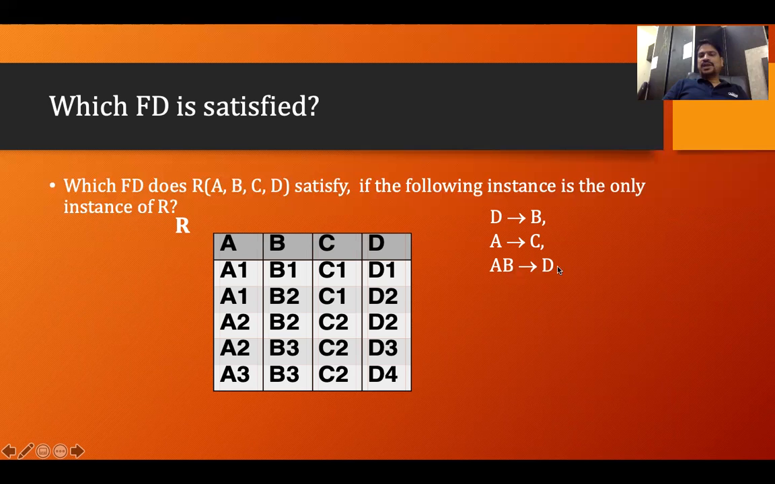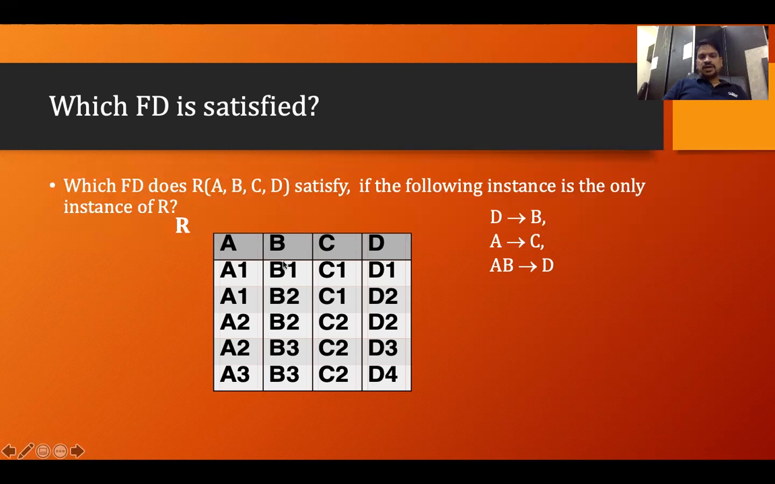It says AB determines D. A and B, you take as a roll number and D as a name. So A1, B1, which is a roll number, determines D1. Can we have A1, B1 again? No. Then A2, B2 determines D2, it is okay. Can we have A1, B2 again? No. So as you can see, you have a unique left-hand side part. If you always have a unique left-hand side part, the right-hand side part will always be determined.